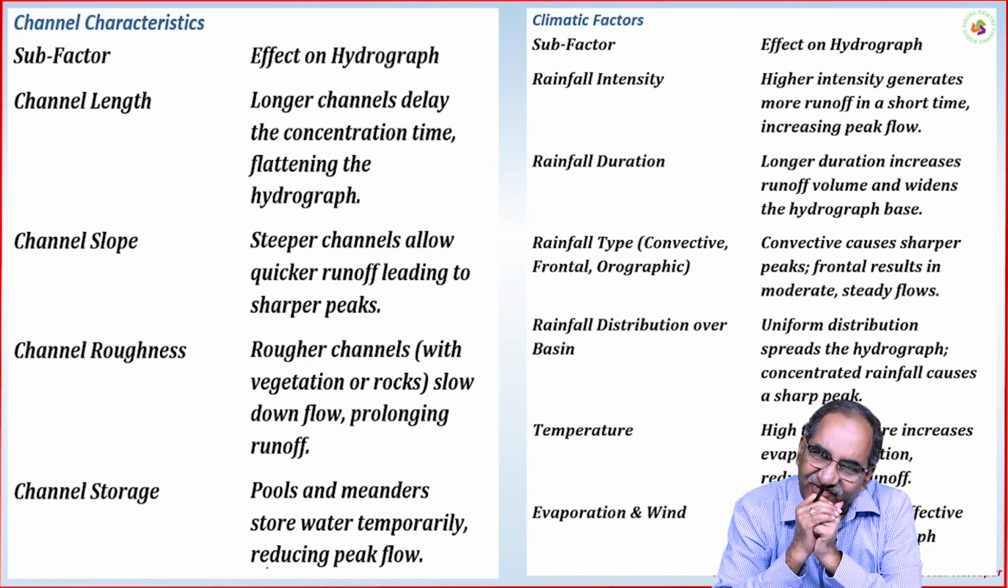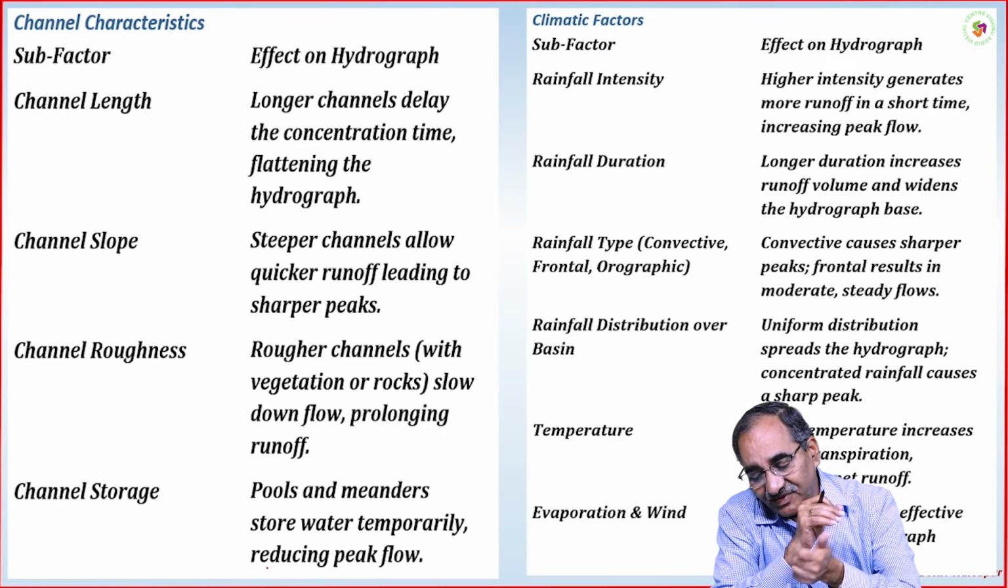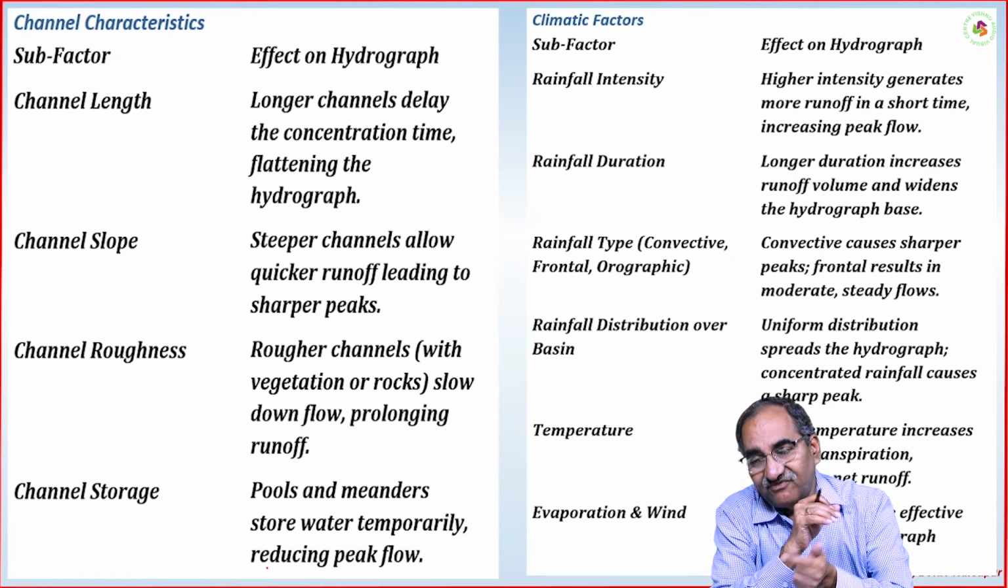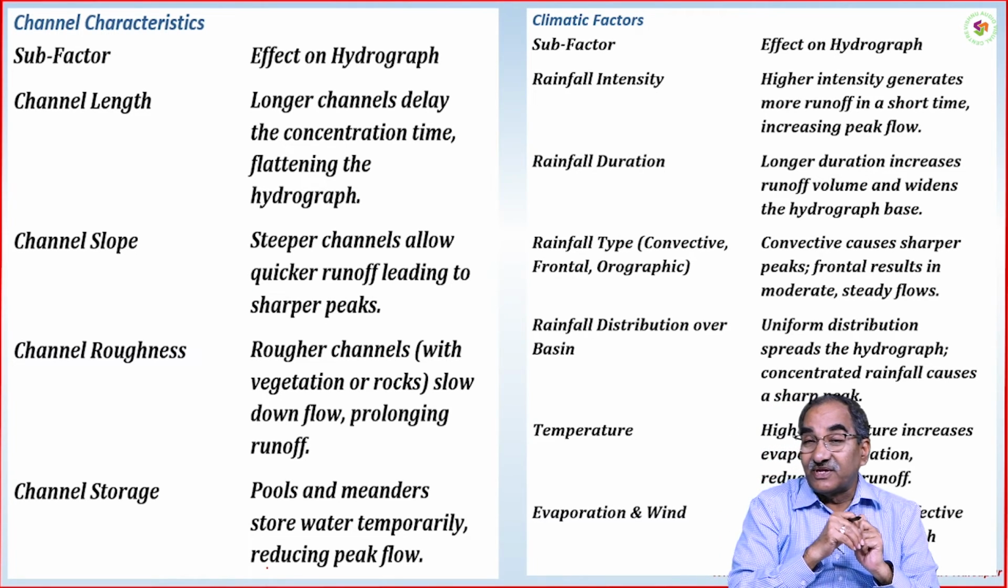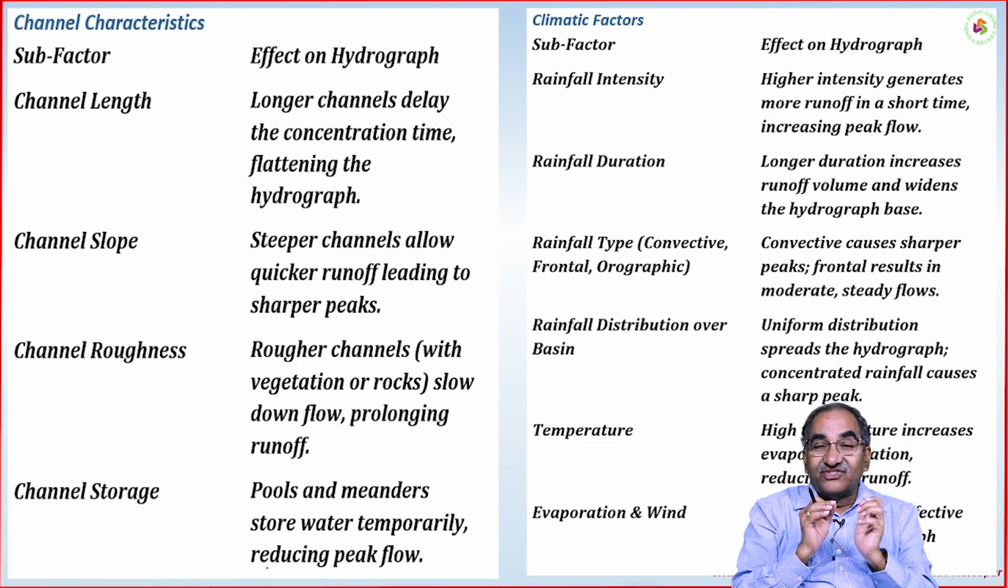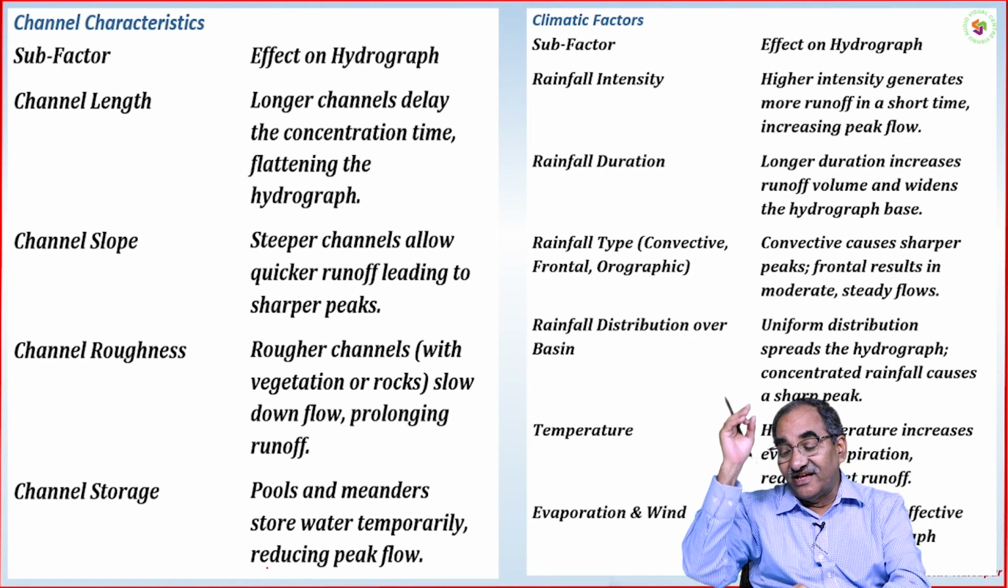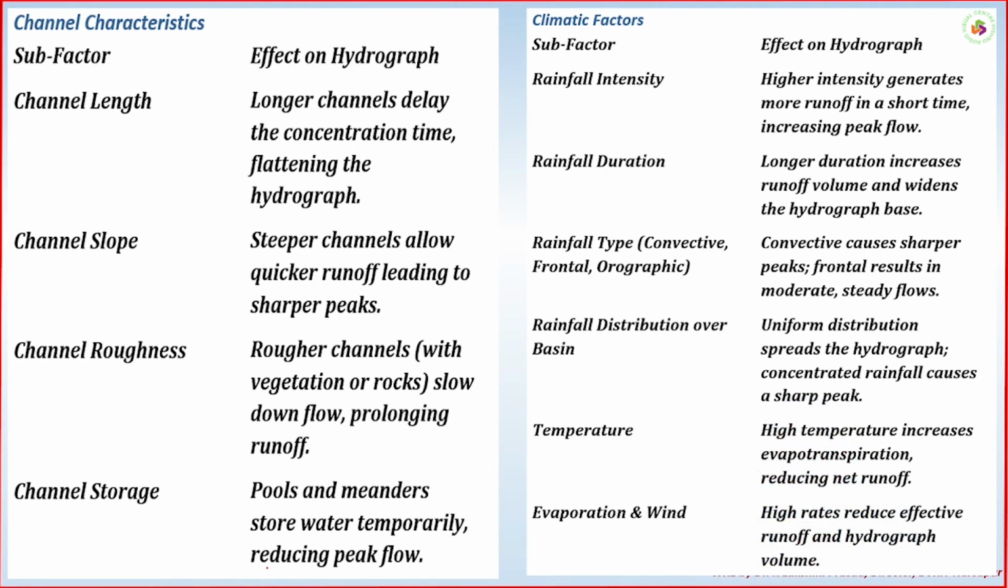What is the type of precipitation? Whether it is convective, orographic or frontal precipitation. Convective precipitation means very high intensity in a short time, so naturally you can observe sharper peaks. Whereas for rainfall distribution, if it is distributed uniformly, then you can observe a sharp peak. Otherwise, it will be almost like a flat curve.